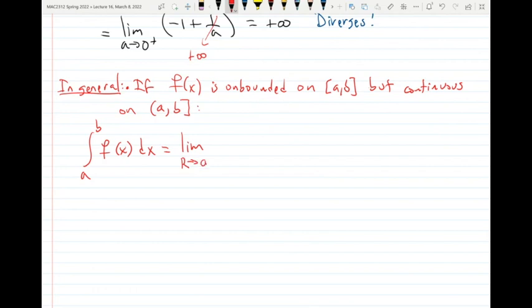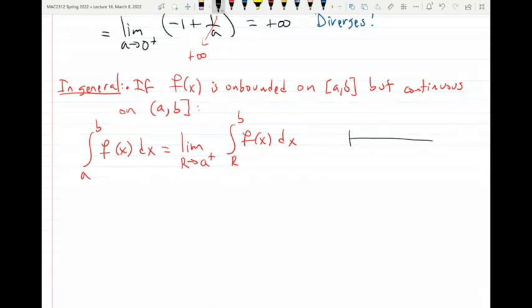So as r approaches A from the right, the integral from r to b of f of x dx. Again, all we are doing is, at the place where the issue is, we replace that by another letter, calculate our integral, and then take the limit as that letter approaches the point. In this case, we're doing it from the right because A is the lower limit, so you get close to A.